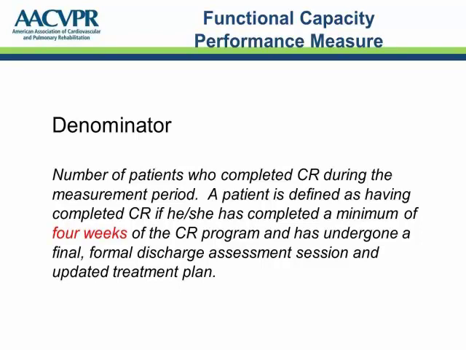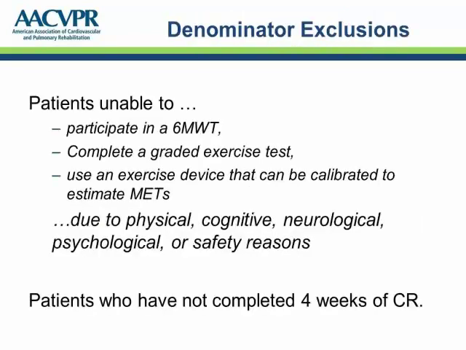There are only a couple of pretty straightforward exclusions to this measure, and these exclusions are as follows. Patients who cannot participate in either a symptom-limited graded exercise test, a 6-minute walk test, or who cannot exercise on equipment that can be accurately calibrated for MET estimation would be excluded from the measure. These patients should not be included in the denominator. Additionally, patients who do not complete at least 4 weeks of cardiac rehab should not be included.